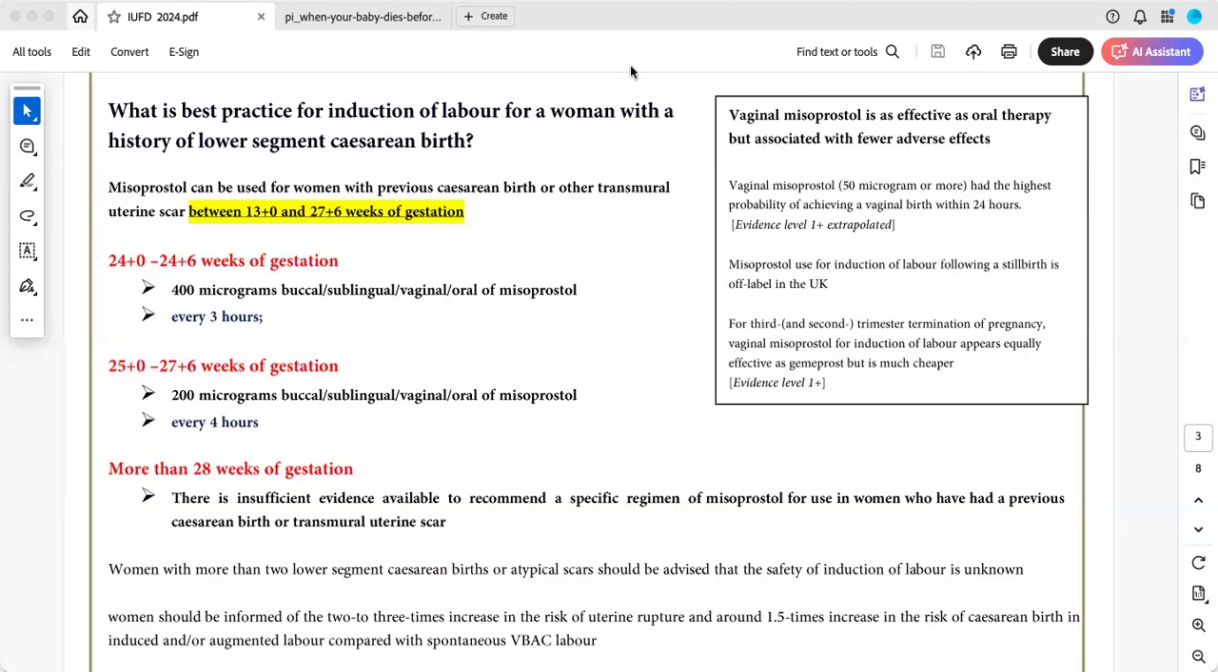Now, this is something that you need to take care of, and please keep a note for that. Why? Because it can be a bit conflicting, but if you get the trick in this part, everything will be just clear. What is the best practice for induction of labor for a woman with a history of lower segment cesarean birth before? Abortion is different from IUFD. Dr. Adila, please.